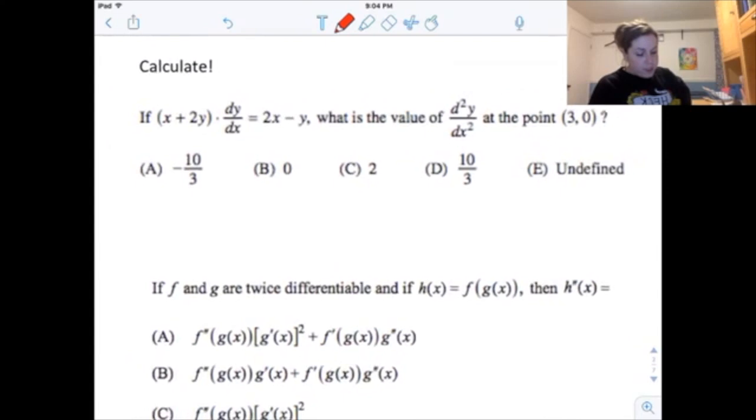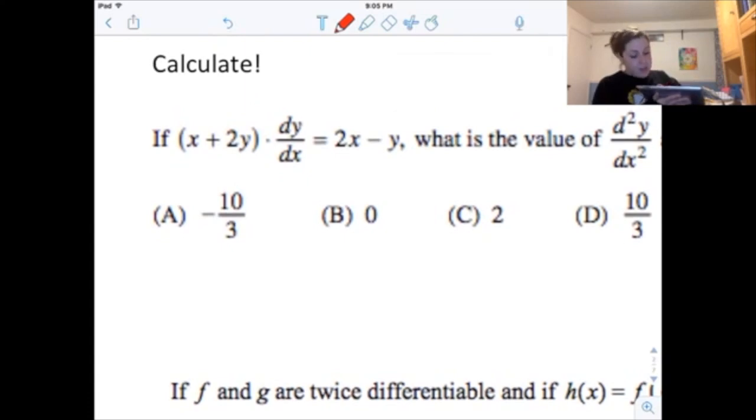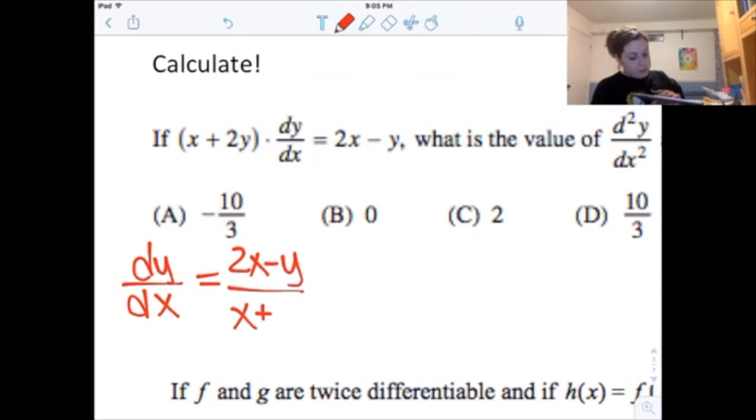So for this first one, they've given me this function. There, you guys can see it now. x plus 2y times dy/dx equals 2y minus x. Evaluate d²y/dx² at the point (3, 0). Immediately I see that I have a dy/dx in here. This is a differential equation because it has a dy/dx in it. To calculate my second derivative, I need to isolate dy/dx, and then take a derivative from there. So I divide both sides by x plus 2y. So dy/dx is (2x minus y) over (x plus 2y). And then from there, I want to find my second derivative.